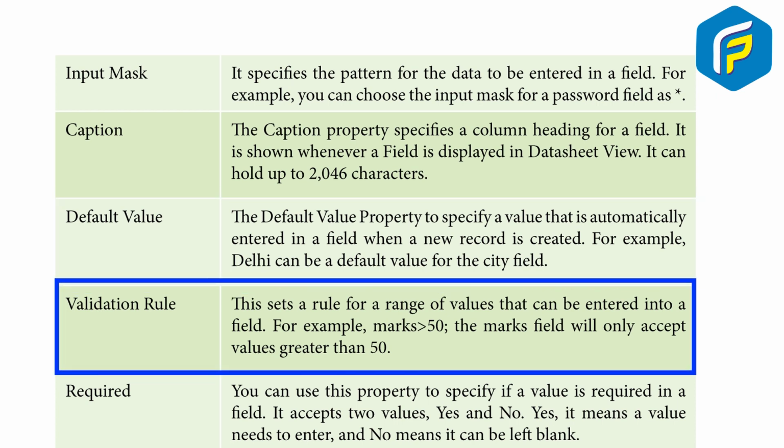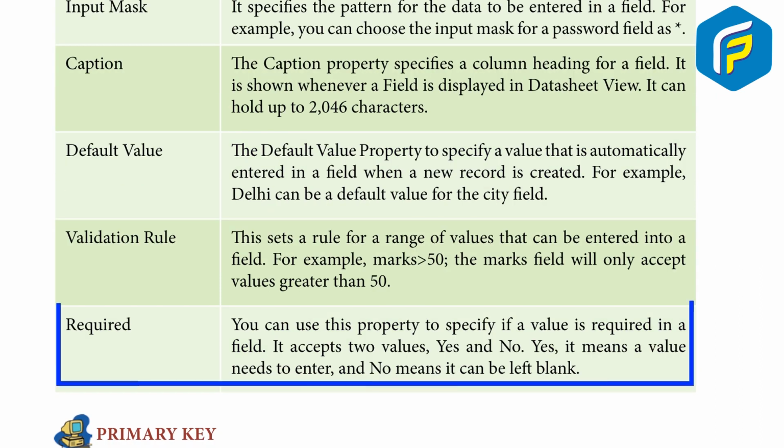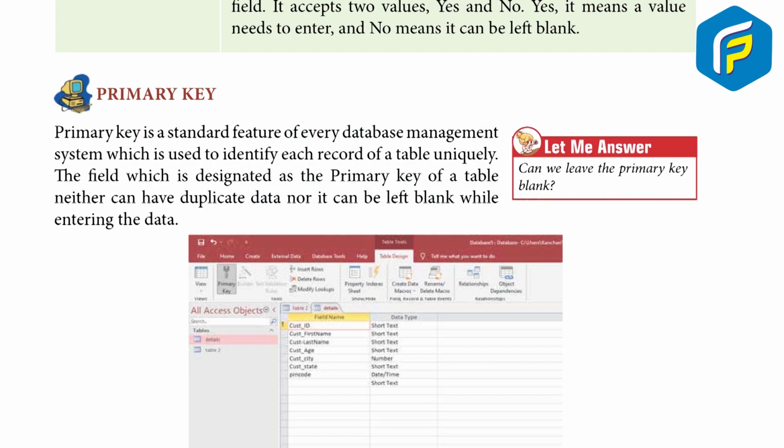Validation rule. This sets a rule for a range of values that can be entered into a field. For example, marks > 50. The marks field will only accept a value greater than 50. Required. You can use this property to specify if a value is required in a field. It accepts two values, yes and no.